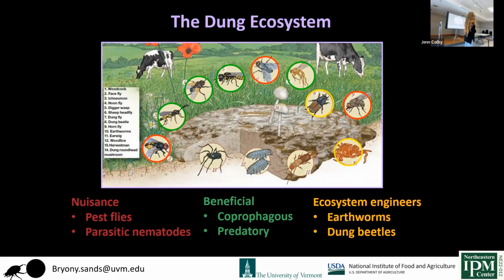Finally, we have our ecosystem engineers. Earthworms obviously have a very big role in decomposition and are important for the soil health in pastures. And then we have dung beetles. Dung beetles are really important in physically relocating that cow patty down into the soil. And I'll talk about that in more detail.